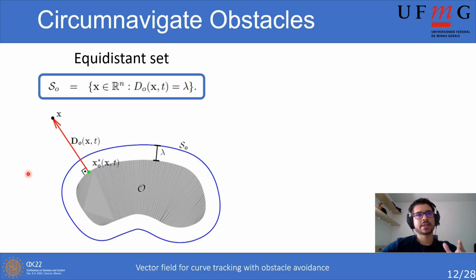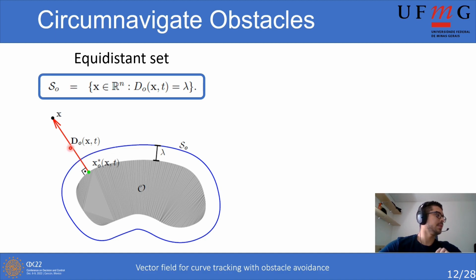To enter a discussion about the proposed method, let S_O be the equidistant set to the obstacle at a fixed distance lambda. In the figure, we can see the definitions with the S_O set in blue, the lambda distance here, the Euclidean distance vector as a red vector that goes from the closest point in the obstacle as a green dot to the system as a black dot, if we would like to draw the Euclidean distance at a fixed distance lambda.